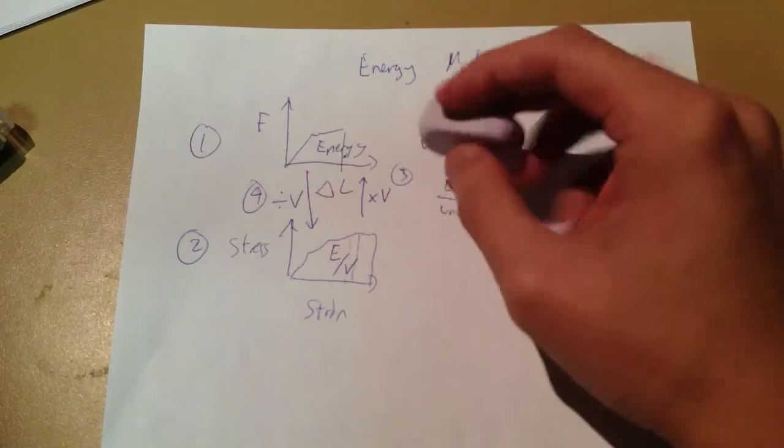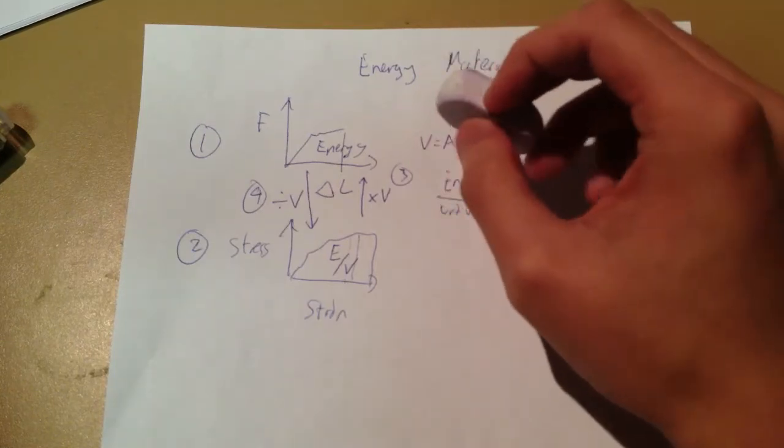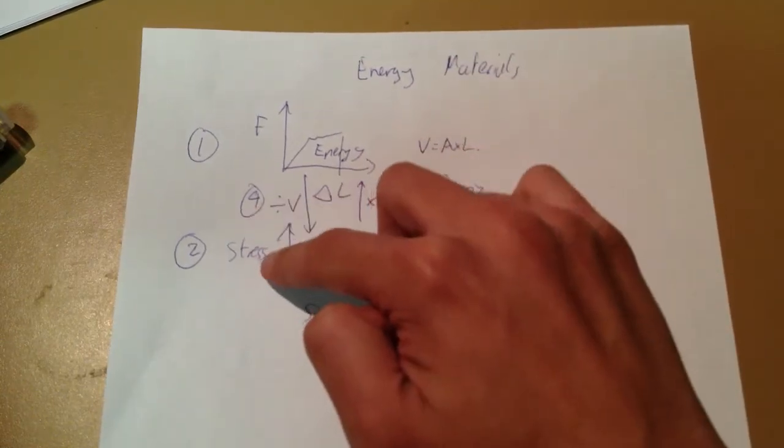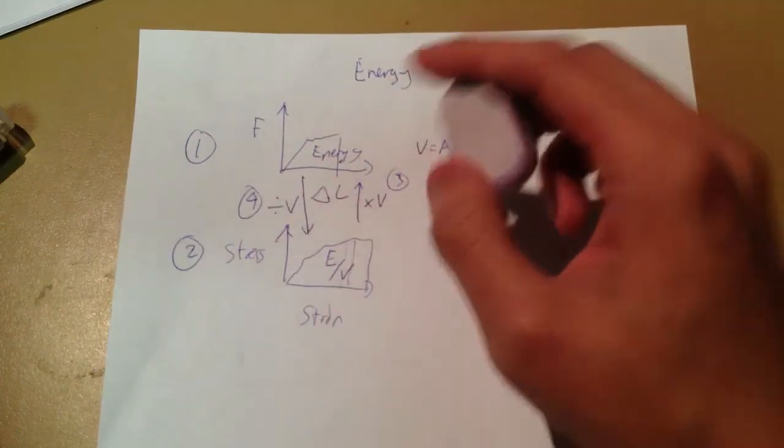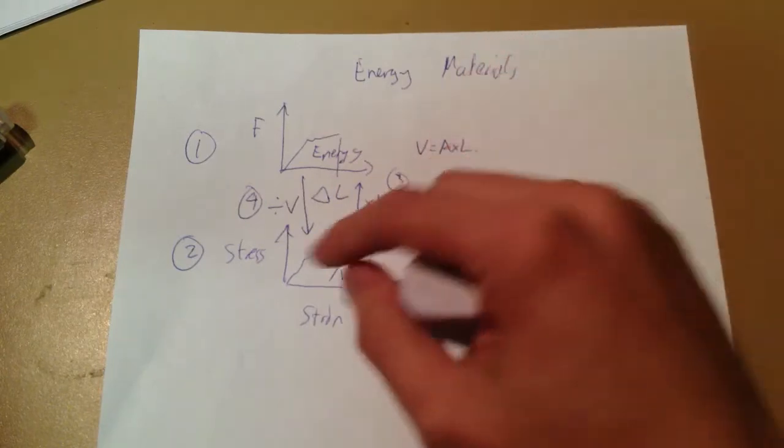But if I wanted to know the properties of rubber, I have to ignore the volume of this, because if I had a big eraser, it could store more energy. So I have to divide by volume. So that's what we do here. Stress is force divided by area. Strain is change in length divided by length.